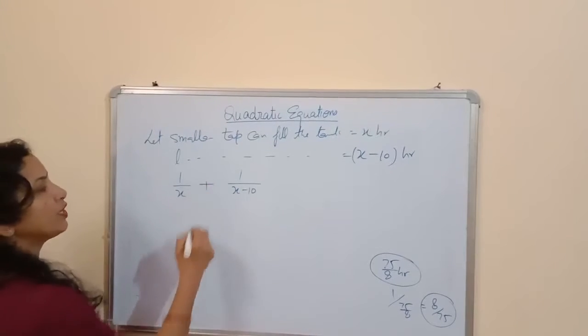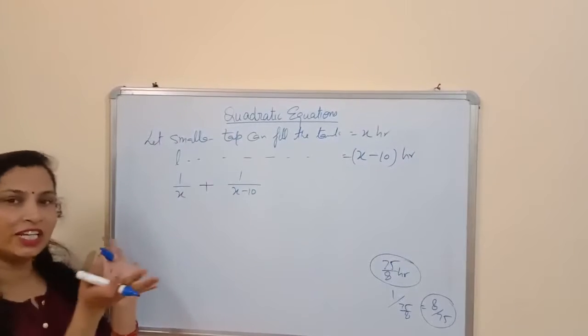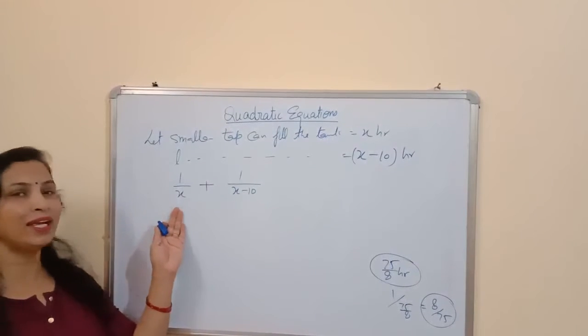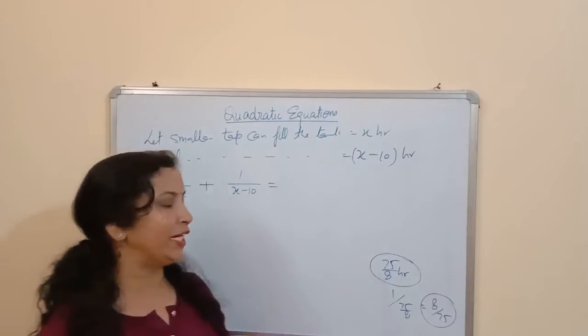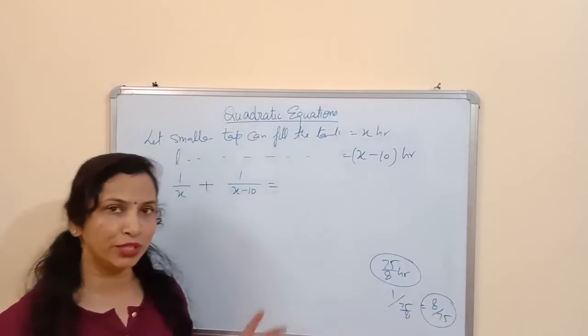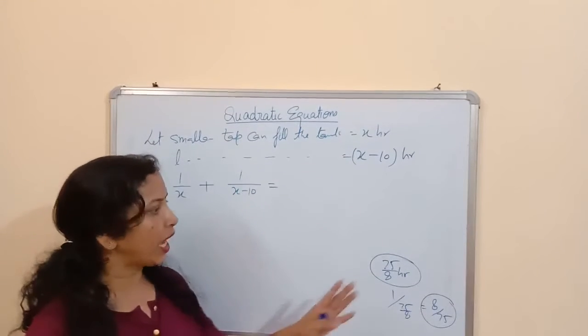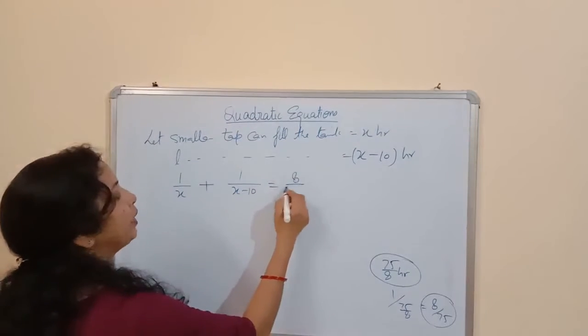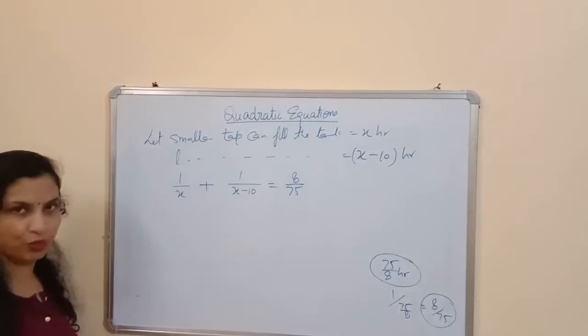If both are working together, then this part of the tank is filled in 1 hour by the smaller tap and by the larger tap. And since it is given that 75/8 hours was the total time taken by both the taps to fill the tank, it means in 1 hour both the taps will fill 8/75 part of the tank. So this is the equation.